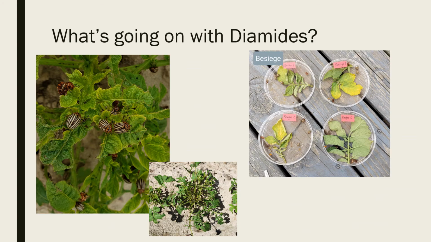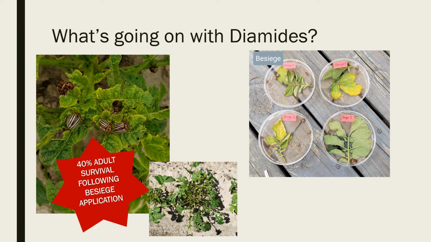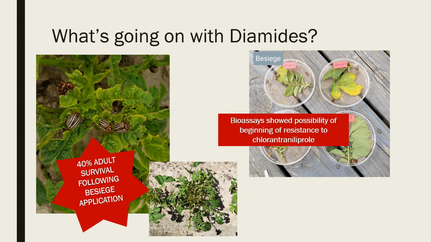However, it seems like in the last couple of years there may have been something going on with the diamides. This year we had 40% adult survival following a Besiege application in commercial growers' fields on the Eastern Shore, and that's been concerning. As a result, we have conducted a lot of different bioassays, and those have shown that there may be a possibility of the beginning of resistance to chlorantraniliprole, one of the diamides.